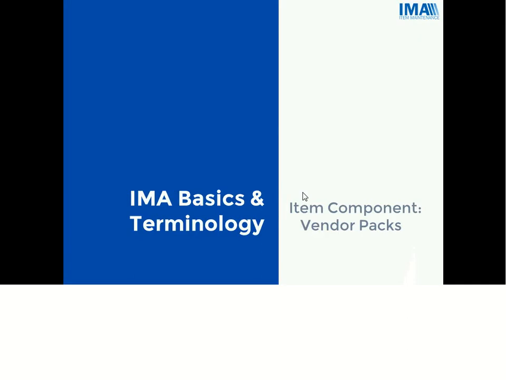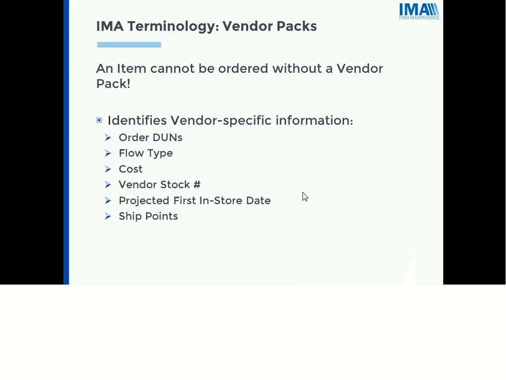Okay, we're going to go on to vendor packs then. So an item cannot be ordered without a vendor pack. And the vendor pack identifies a lot of vendor-specific information. So basically, as a vendor, most of the information that you are completing is going to be on your Packages tab and your Vendor Pack tab. So for instance, on the Vendor Pack tab, you have to complete your cost and your vendor stock number. You have to select ship points.